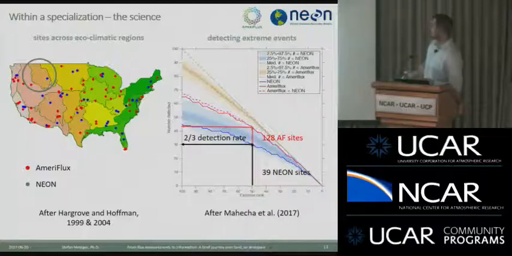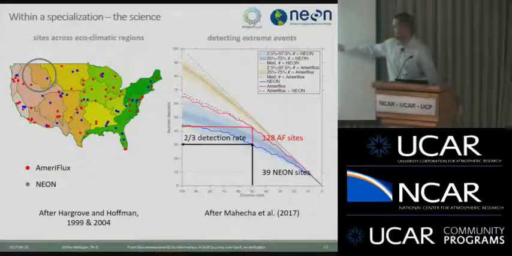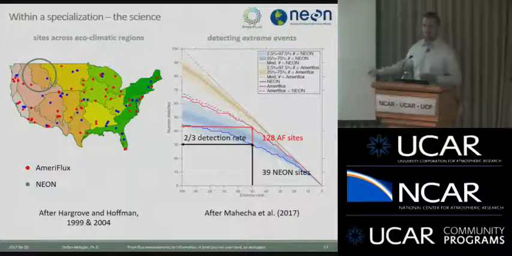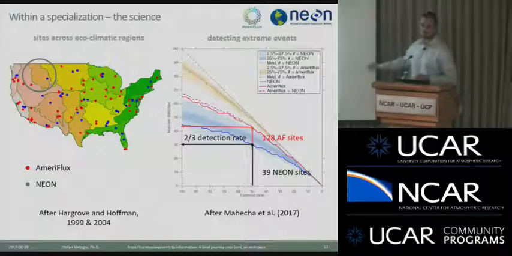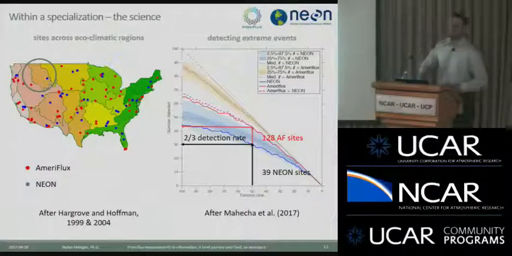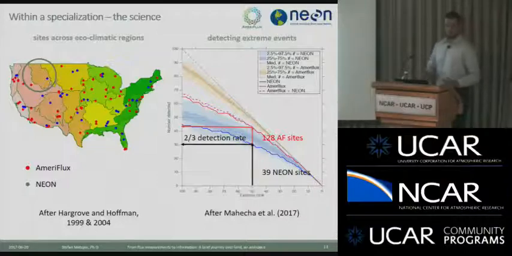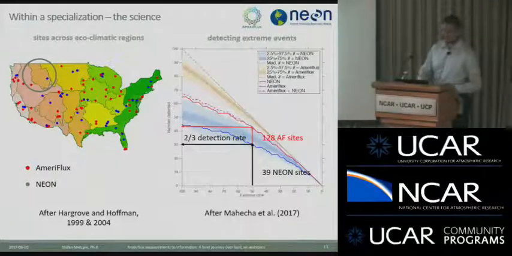What we see is, with regard to detecting extreme events, that with 128 AmeriFlux sites, you can detect about 45% of the extreme events in this study. With only 1/3 of the number of NEON sites, you can still get 2/3 of that detection rate. So there's a lot of synergies to be had between these networks, and we're being enriching. Okay, again, that's our own specialization.